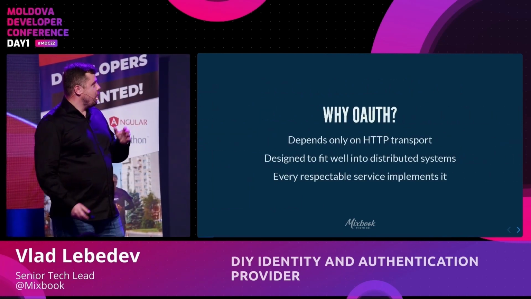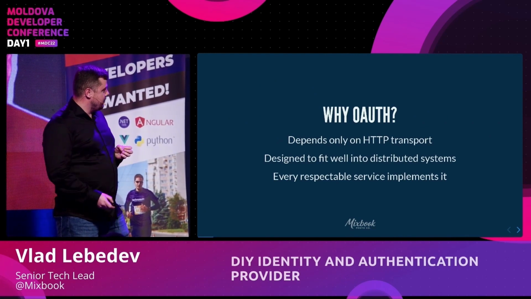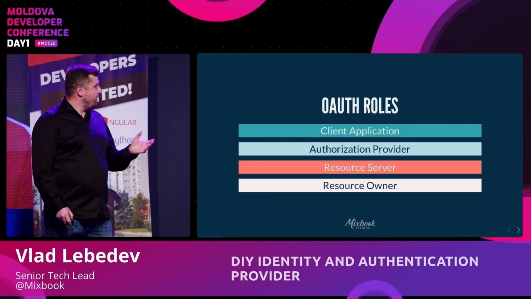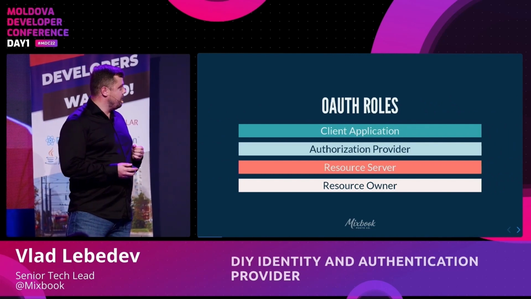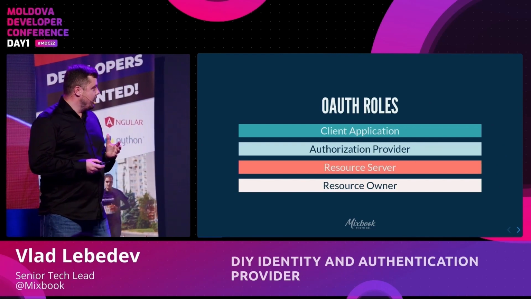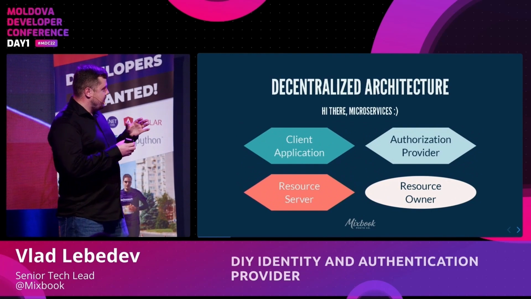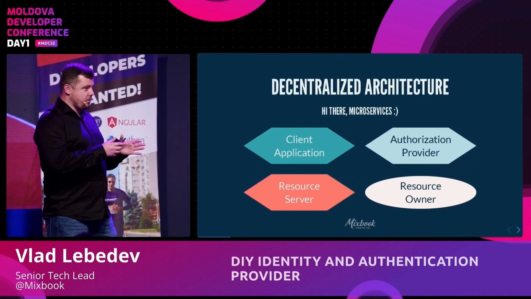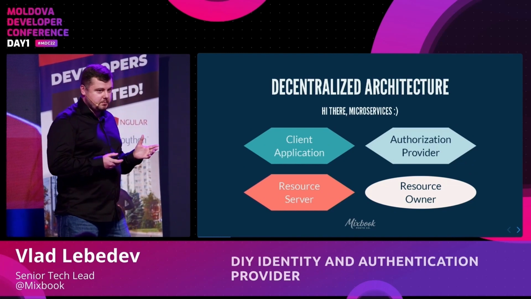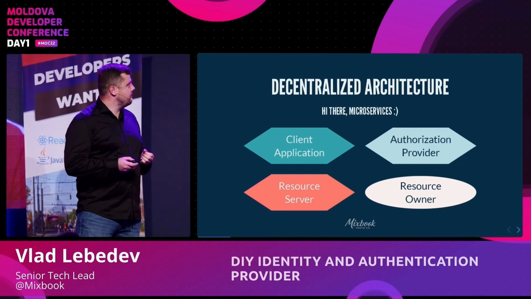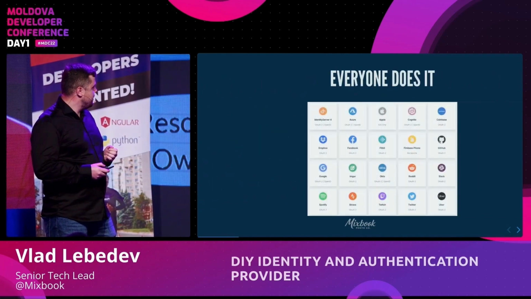Anyway, so why OAuth? Why did I choose this specific technology? Well, the thing is that OAuth defines 4 distinct roles of the authorization flow. What it means is that these subsystems can live on separate server boxes, which means it's perfectly compatible with distributed system architecture and the proverbial microservices that are very popular these days.